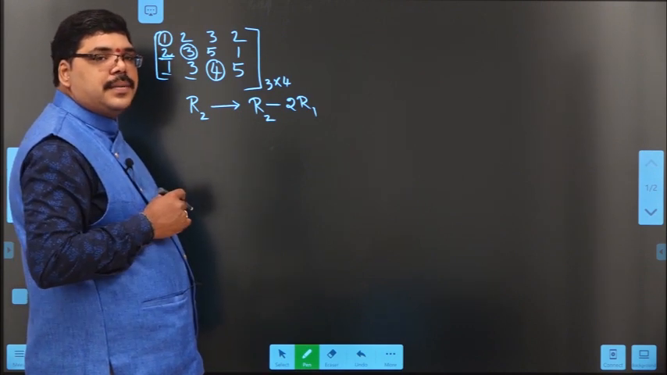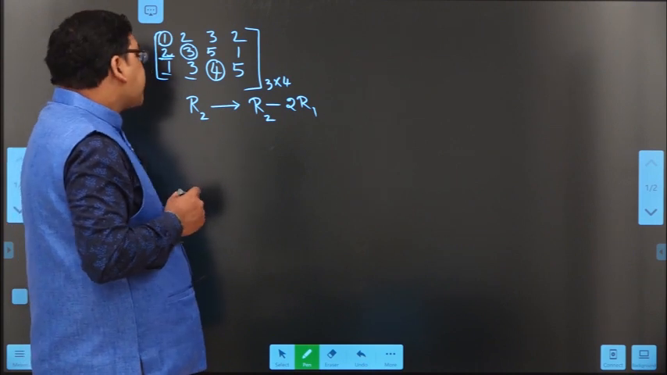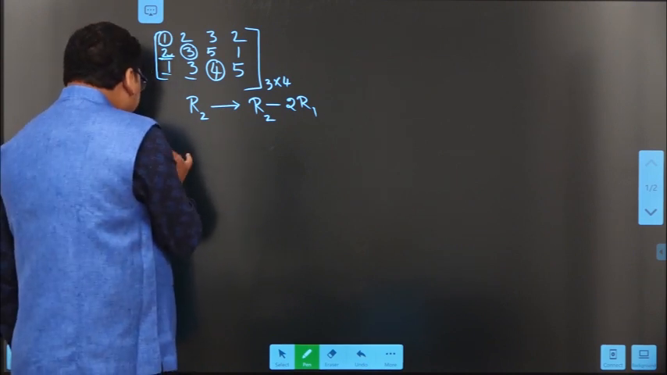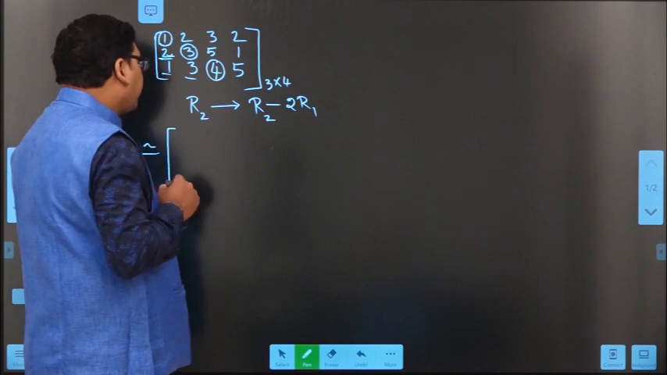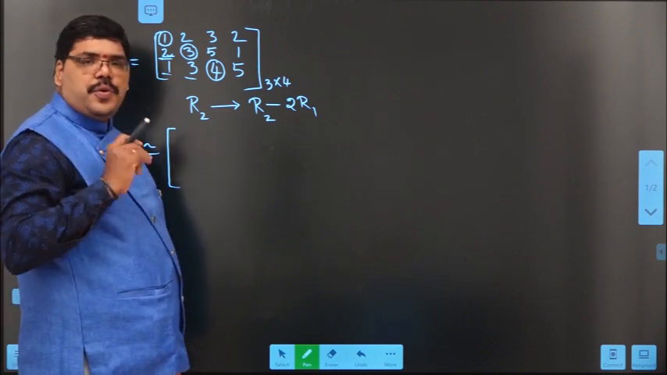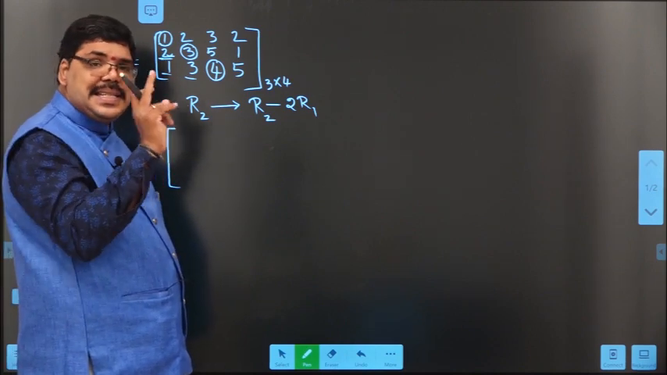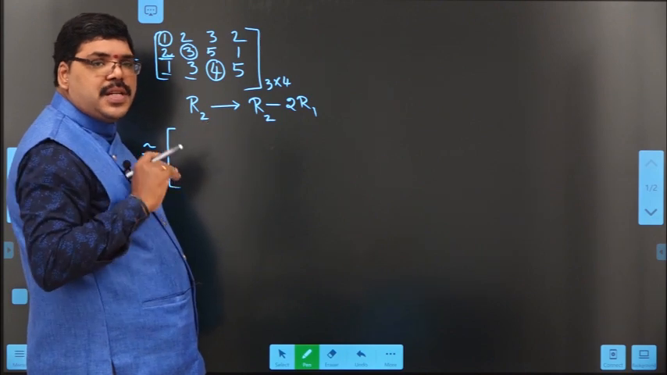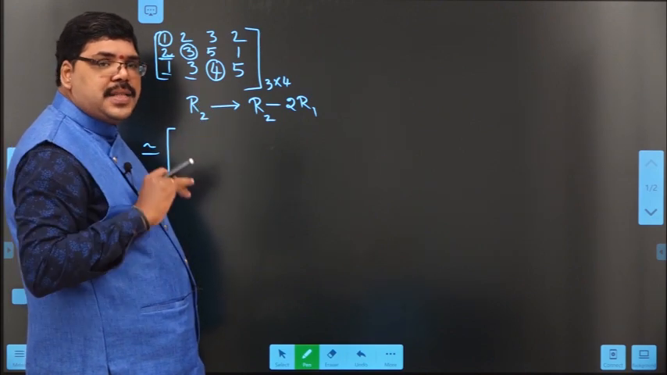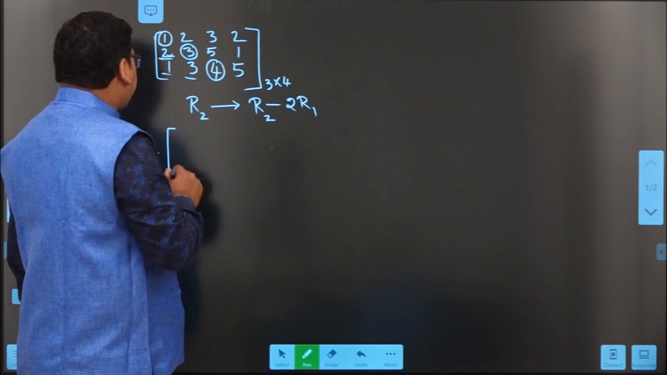What will be the result? Okay. So the result will be, which row are you changing? You are changing the second row. There is no change in the first row. There is no change in the third row. So write them as it is.